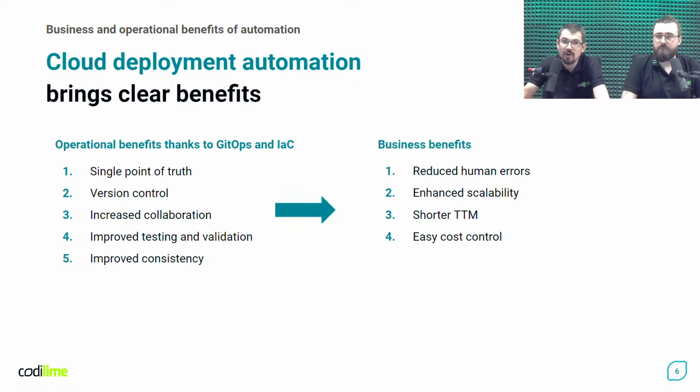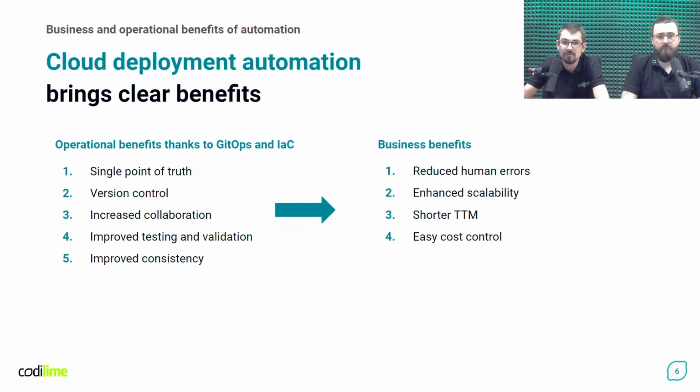Okay, and what do we use cloud automation for deployment? Thanks to implementation of the best market practices and approaches to automation, like GitOps or infrastructure as code, we gain multiple benefits, both operational and business. Using Git repositories, first of all, we gain one single place to keep our infrastructure, our single point of truth, which is extremely important. We also gain version control, so we control different versions of our infrastructure over time.